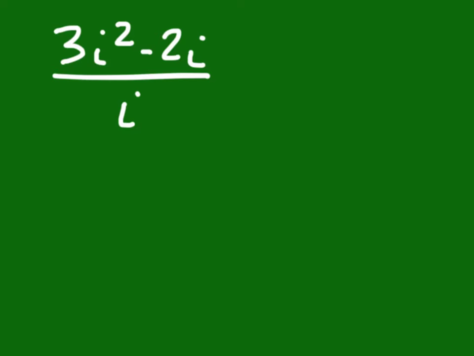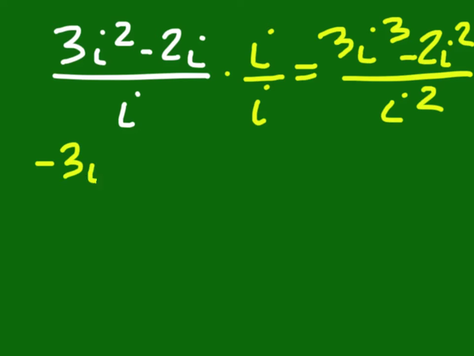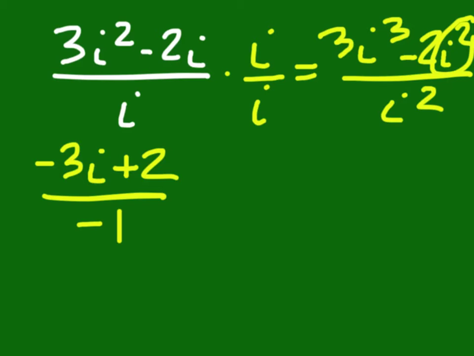On the practice problem, let's multiply the top and the bottom by i to come up with 3i to the third minus 2i squared over i squared. Simplify what you can. i to the third is negative i. That's a negative 1, and that's a negative 1. So if this i to the third is a negative i, that would give you a negative 3i in that spot. Negative 1 times the negative 2 would be plus 2. And then on the bottom you have negative 1.